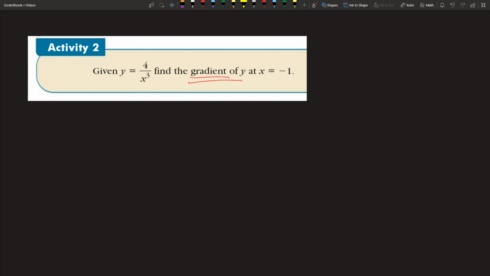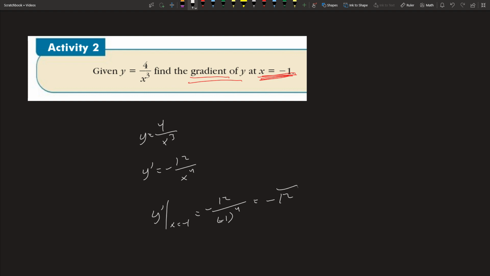So y is equal to 4 over x cubed. That means y prime is equal to negative 12 over x to the 4, right? I think I can do the derivatives now. And they said that we need to find the gradient at x is equal to negative 1. We need to evaluate this derivative. So evaluating this, y prime at x is equal to negative 1 is equal to negative 12 over negative 1 to the 4, which is negative 12.